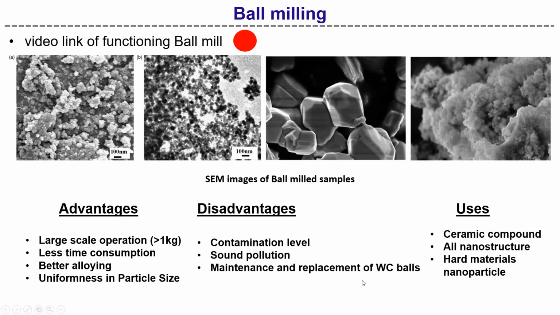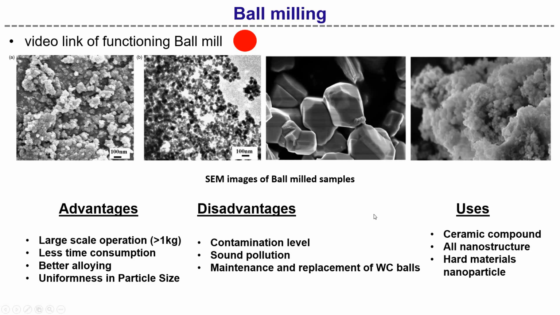Then there is maintenance and replacement of the tungsten carbide balls. Because of continuous use, the balls collide with each other and their surface eventually becomes rough. So we need to replace the balls after some time, or we can even do surface coating of the balls as well. And there are multiple uses of this method, like for ceramic compounds. Normally this method is used for materials with very good strength, or hard materials. So these are the uses of this method.